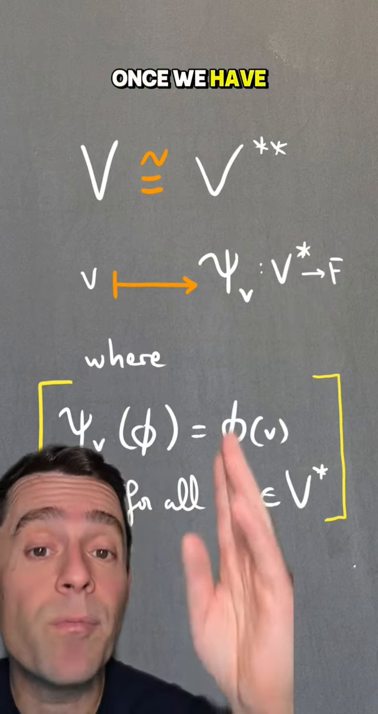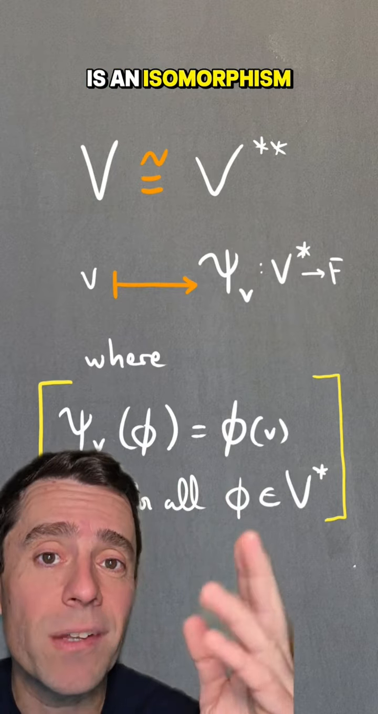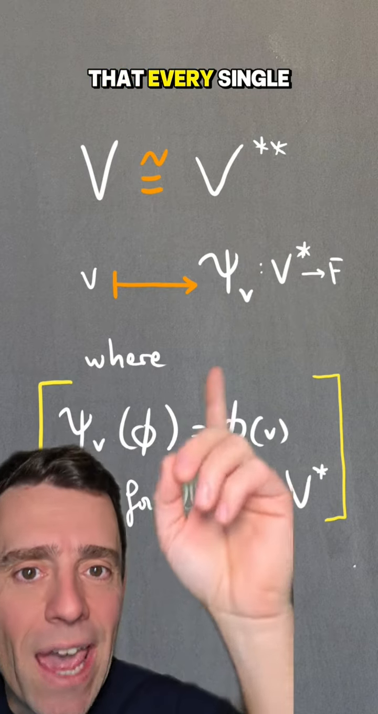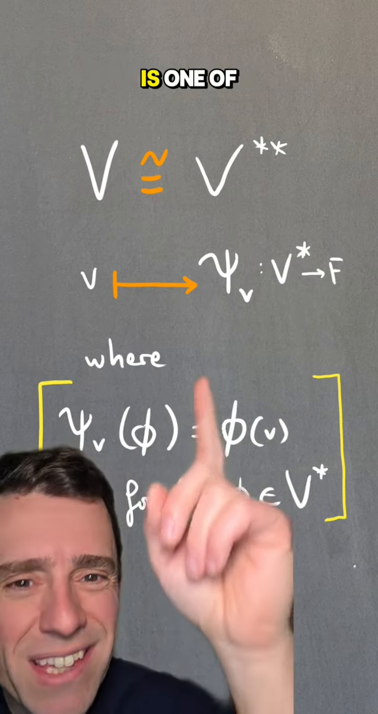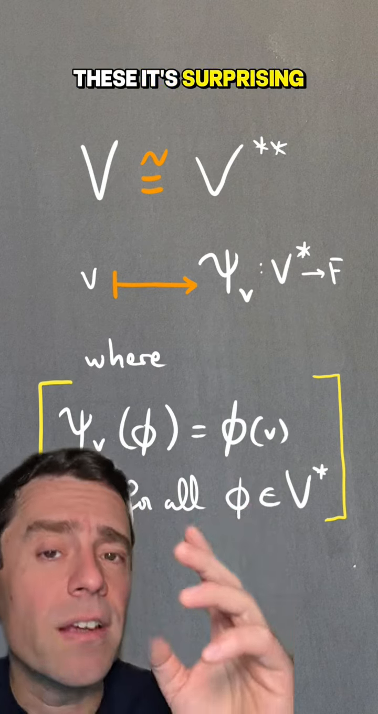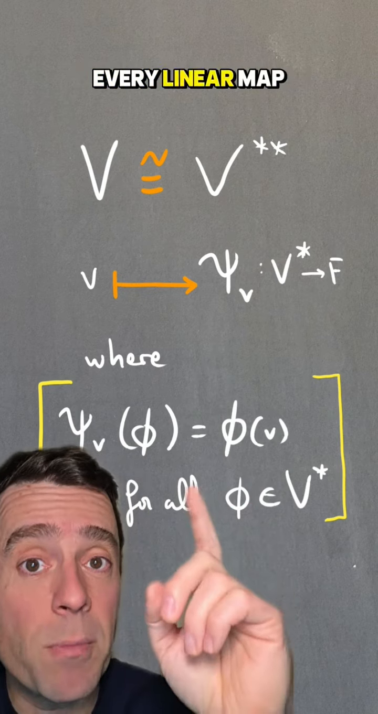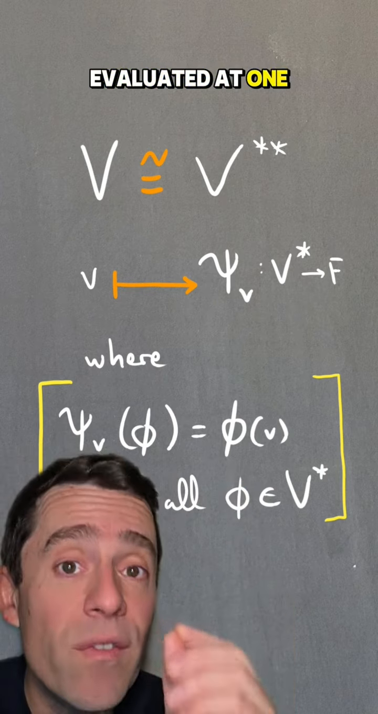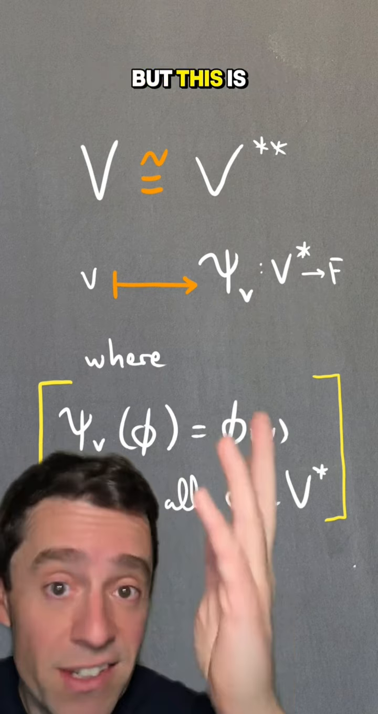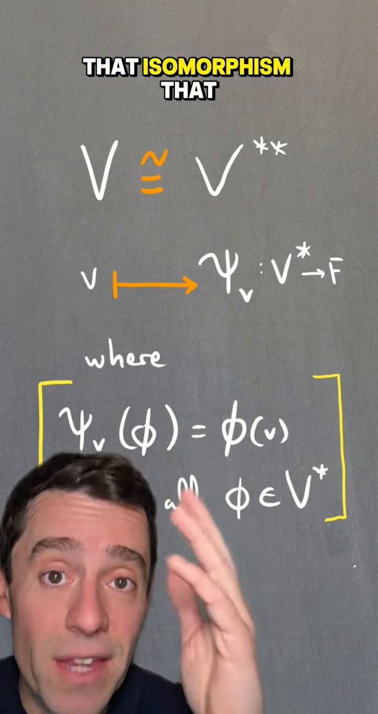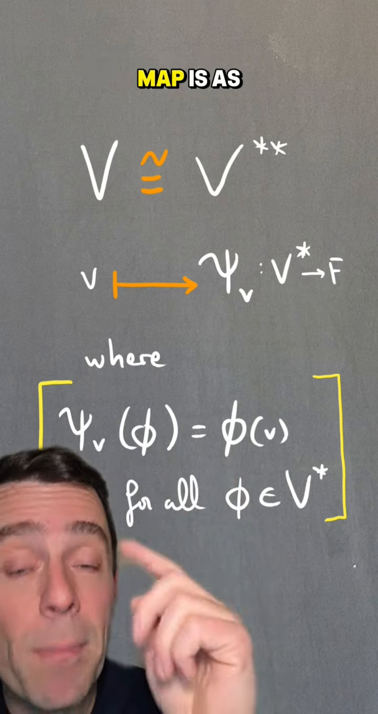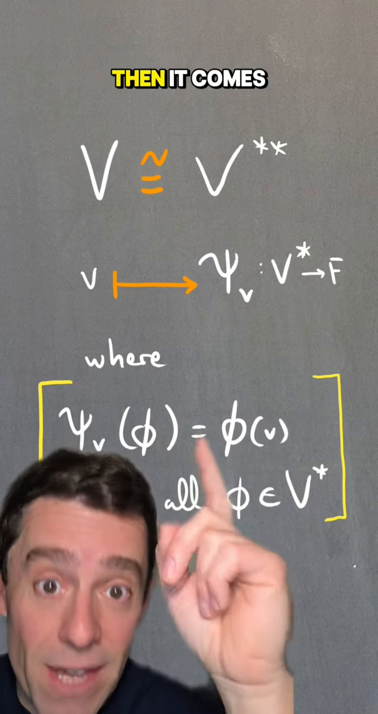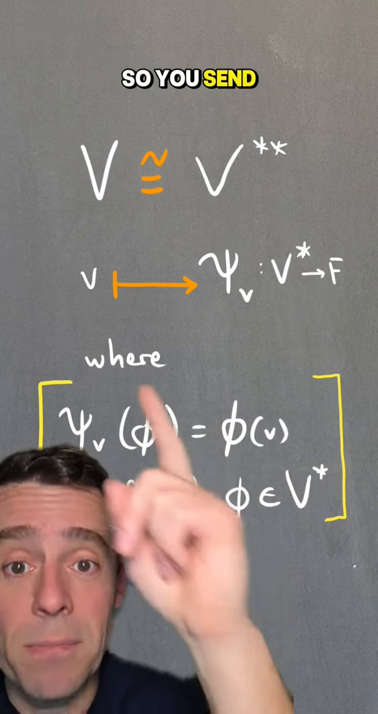In fact, once we have proved that this is an isomorphism, the surjectivity of this map tells me that every single element of the double dual is one of these. It's surprising that every linear map from the dual space to F is actually just evaluation at one fixed element V. But this is what the theorem says. So the inverse map is as follows. Take any element of the double dual, then it comes from one V, so you send it back to that V.